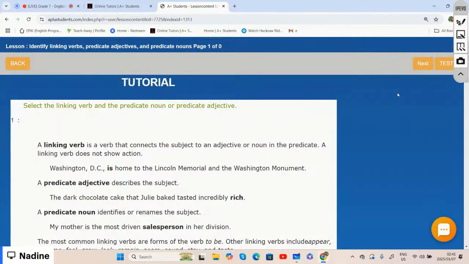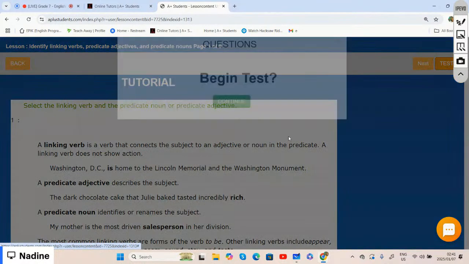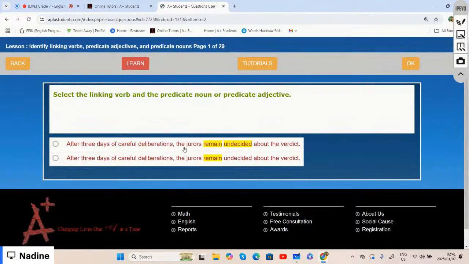All right. So now we're going on to our test, where we are going to identify linking verbs, predicate adjectives, and predicate nouns. It says, after 3 days of careful deliberation, the jurors remained undecided about the verdict. So we need to select the linking verb and predicate noun or predicate adjective. Is it option one, remained undecided, or option two, remained? We need to select the linking verb.